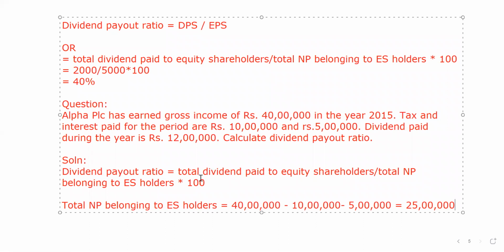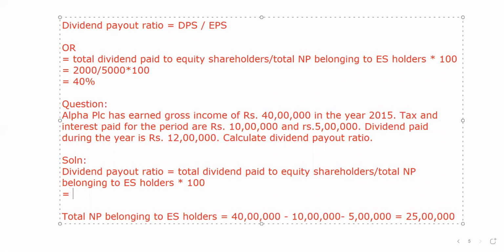So now, what is the dividend payout ratio? Total dividend paid is 12 lakh divided by 25 lakh into 100. 12 by 25 into 100. What is the percentage? What is the dividend payout ratio? 48%. Yes, it is 48%. Okay, so is that clear?